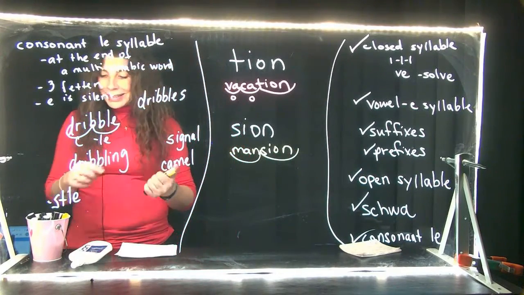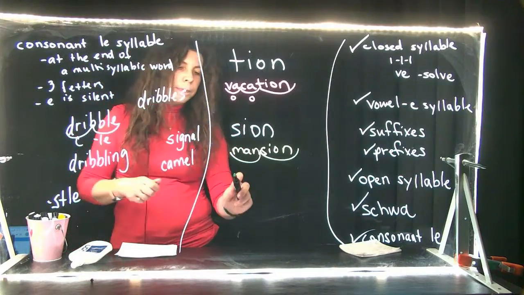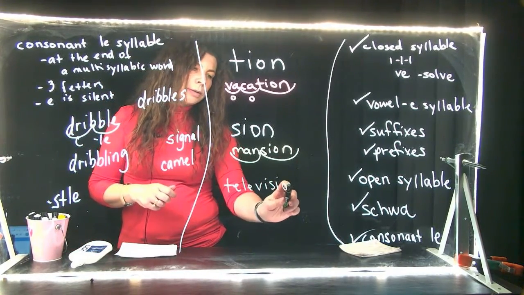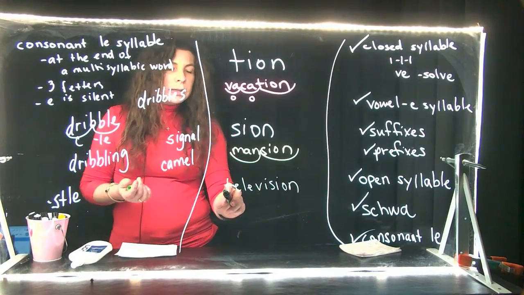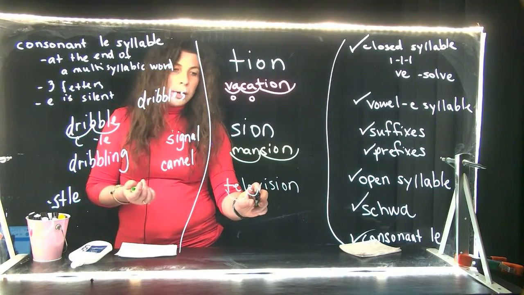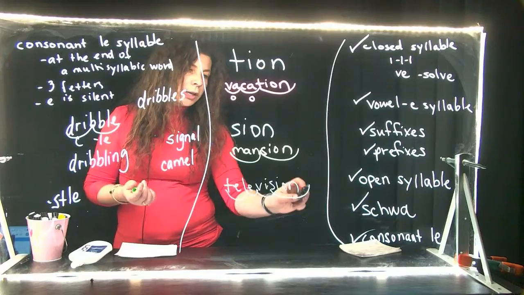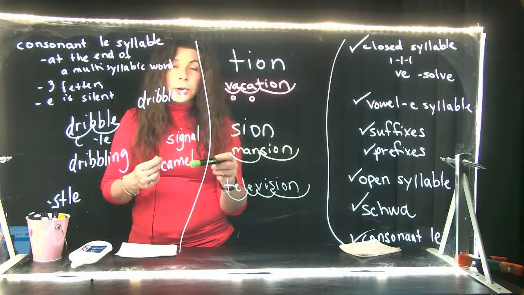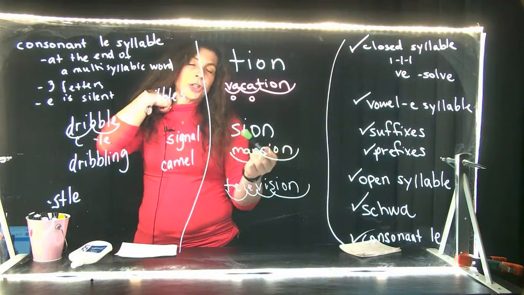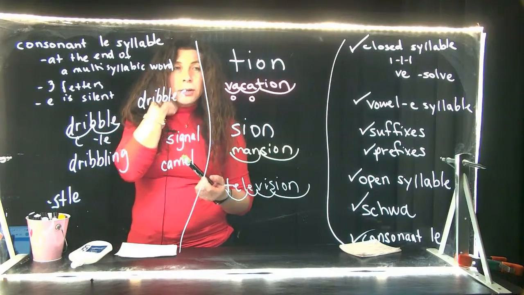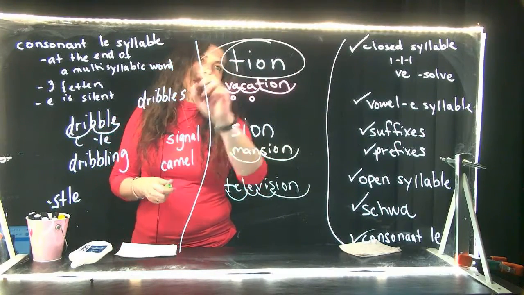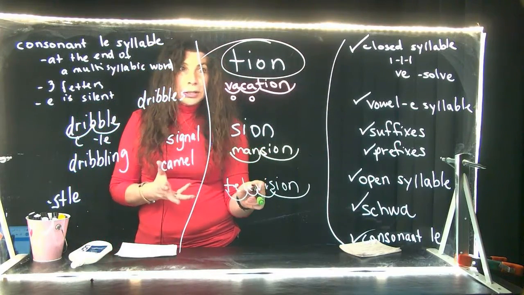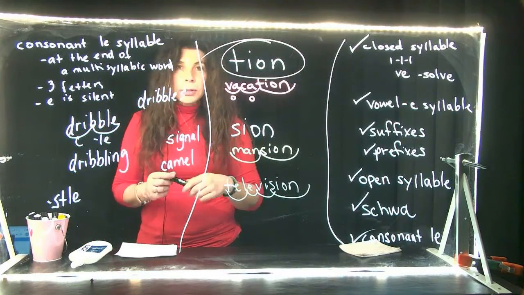It can also sound like zhun, like in the word television. Vision. So we're going to go over some words that end with your shun and zhun. If you hear shun at the end of the word, it is most likely going to be the tion. Sion does also make the shun or the zhun, but it's mostly your tion.